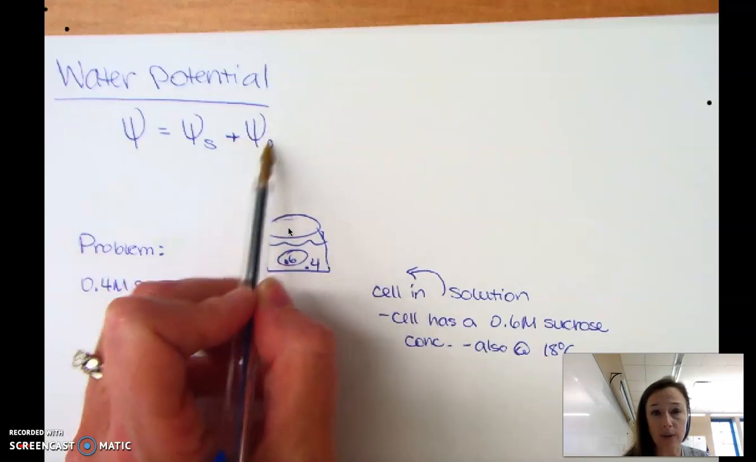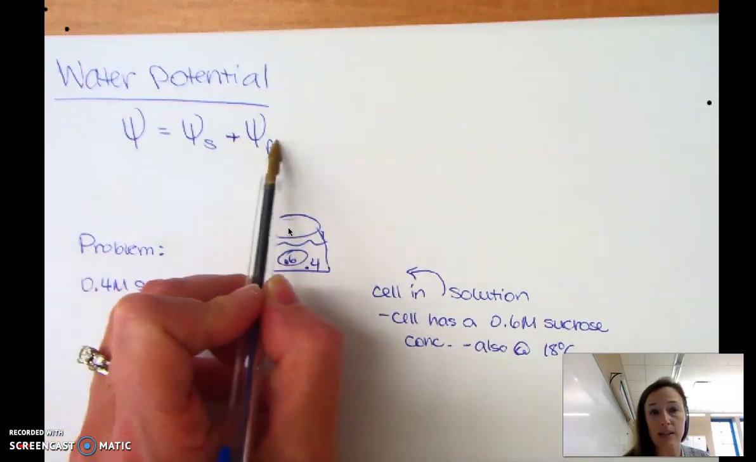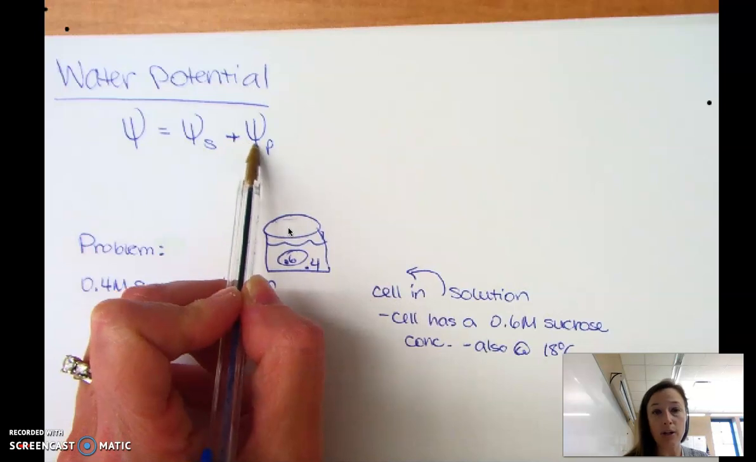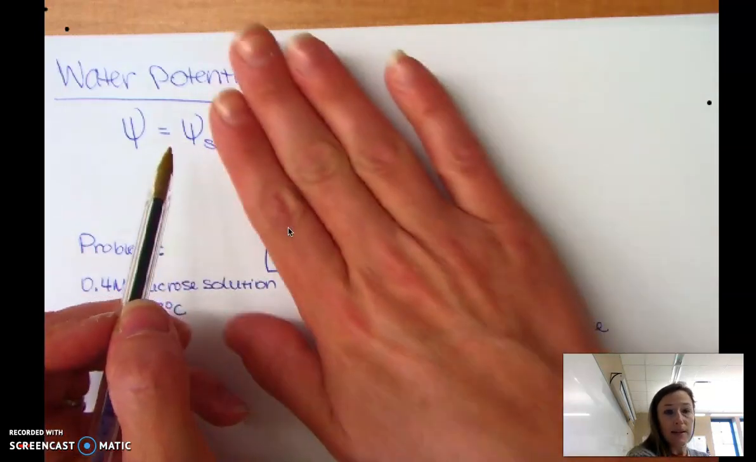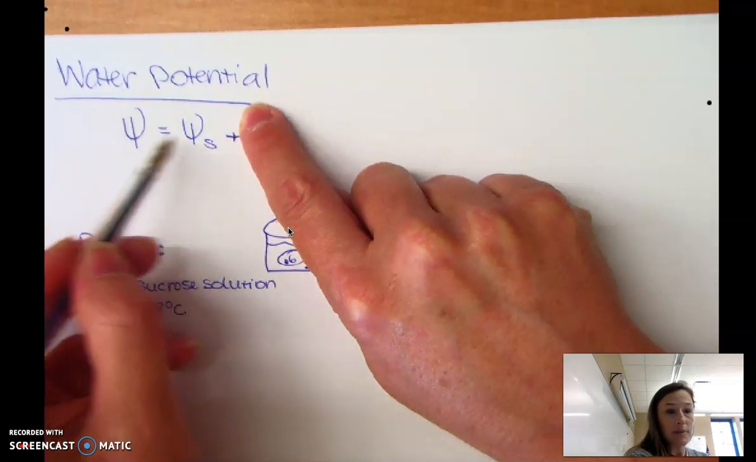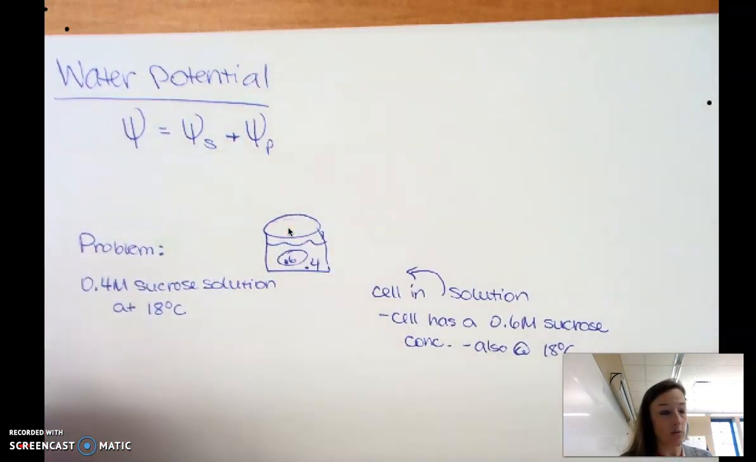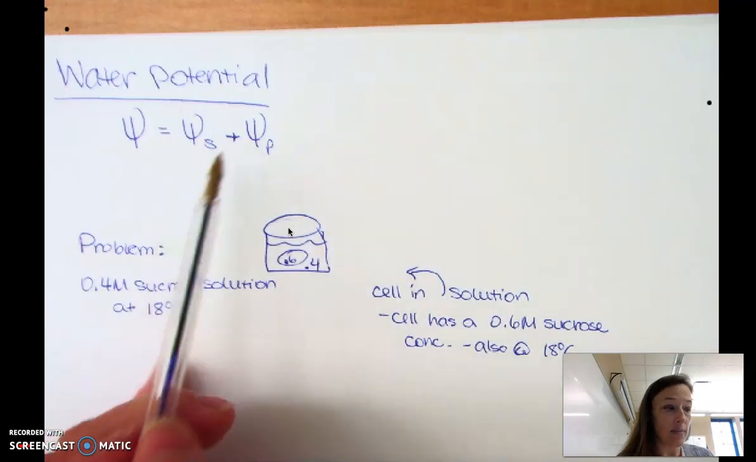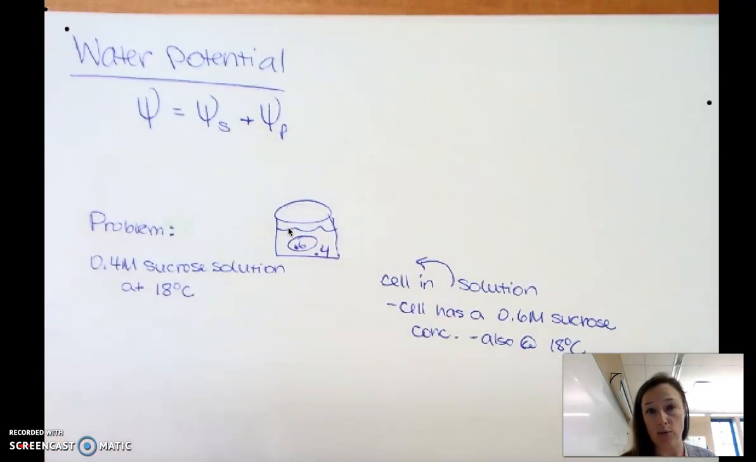If that is 0, then anything plus 0 is still itself. So when pressure potential is 0, it basically goes out of the picture, and that means that your water potential is equal to your solute potential. You can't always assume that, though. You have to make sure that they don't give you a pressure potential, so you have to take that into effect.